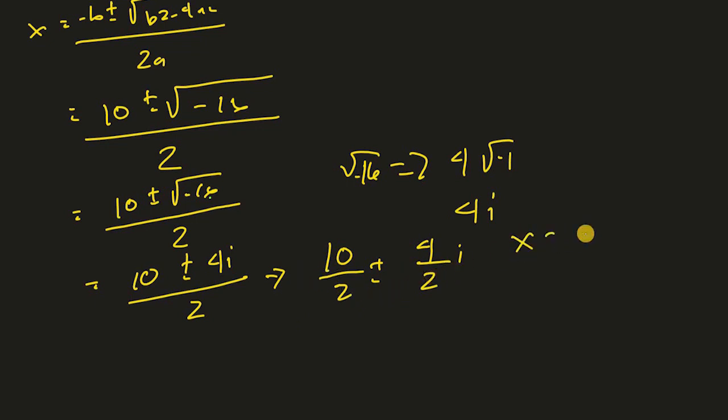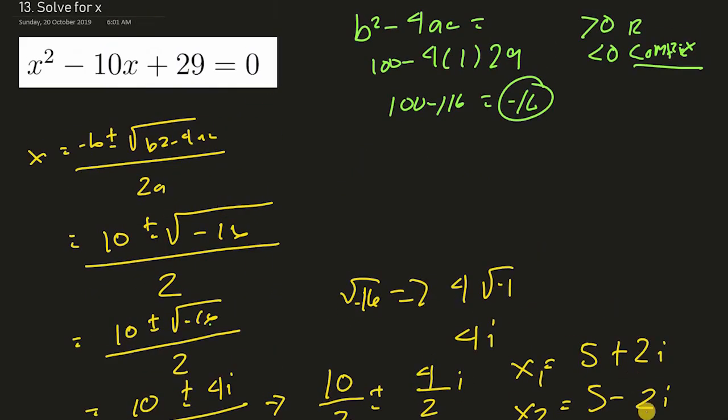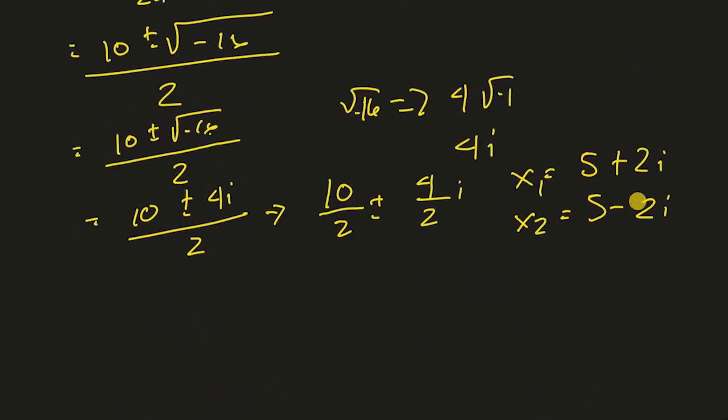So, the first value of our x would be using the positive sign. 10 divided by 2, guys, is 5 plus 4 divided by 2 is 2i. Okay, next, this is x sub 1. X sub 2 naman, 10 divided by 2 again is 5. Using the negative sign naman, minus 2i. So, this is the value of the 2x. So, when we are tasked to solve for x, ito po yung x sub 1 tsaka x sub 2, which are complex numbers. Tama. Here are answers.